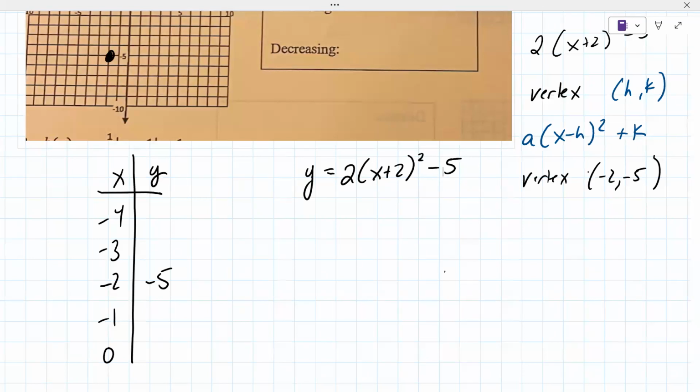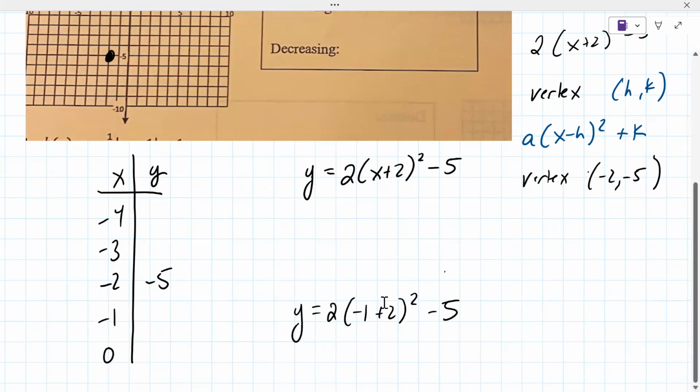And what I can't remember is if you're allowed to use a calculator or not. I think it's no calculator on this, so you have to do it by hand. So let's just try -1. It's 2 times -1 plus 2 squared, minus 5. And this is order of operations. So you have to add inside parentheses, then square, then multiply by 2, then subtract 5. Could you give that a try for us, please?